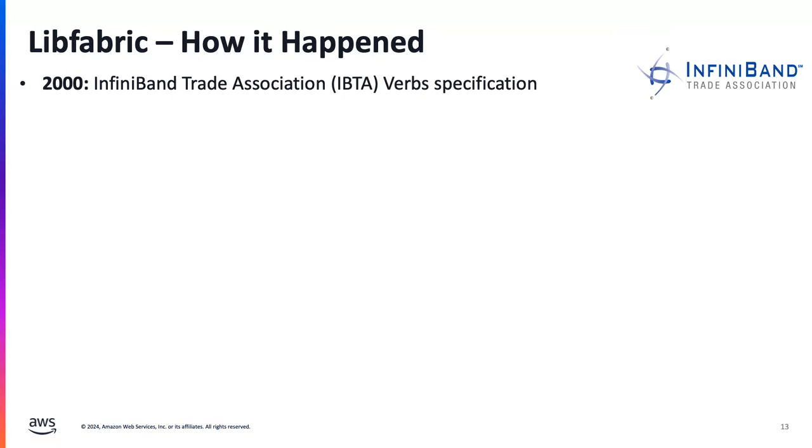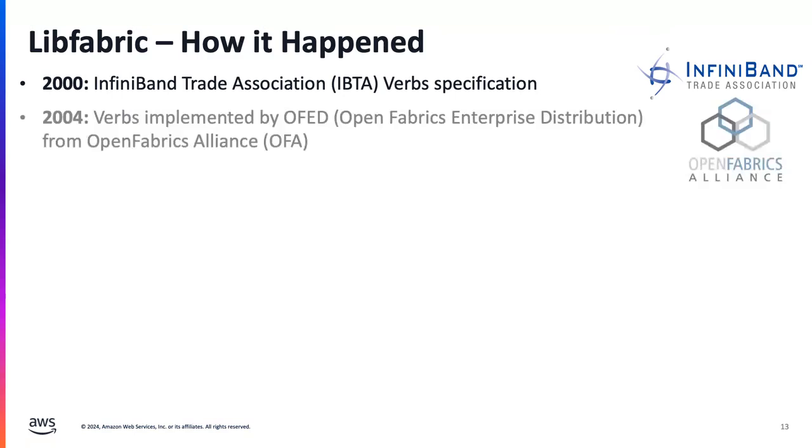And in 2000, the InfiniBand Trade Association created their verbs specification. So a verb is kind of exactly what it sounds like. It's what you do on an InfiniBand network. For instance, you send a message or you receive a message, and then there's some control functionality as well. They realized there needed to be a software implementation of this. So in 2004, verbs was implemented by the Open Fabrics Enterprise Distribution from the newly formed Open Fabrics Alliance.